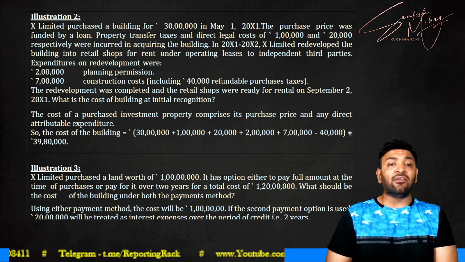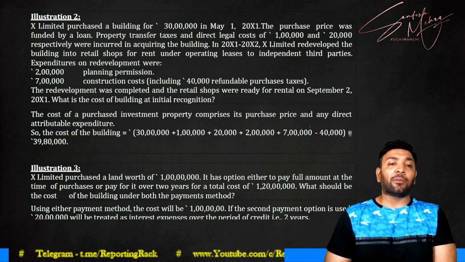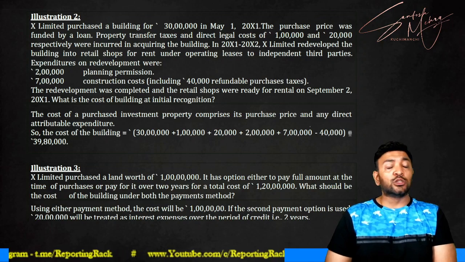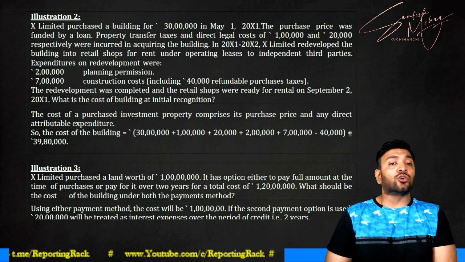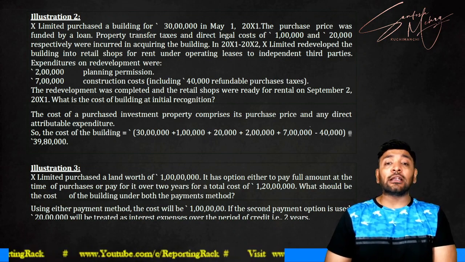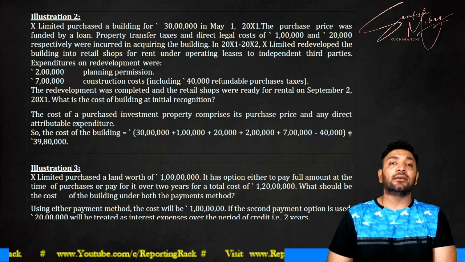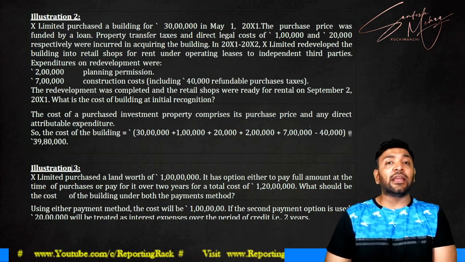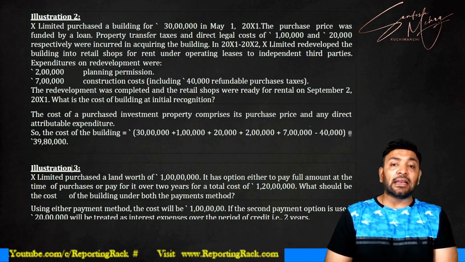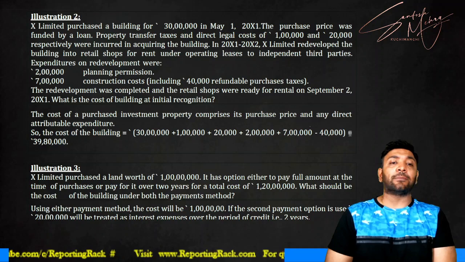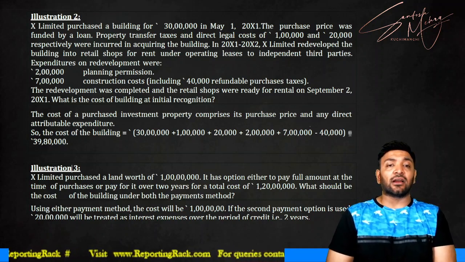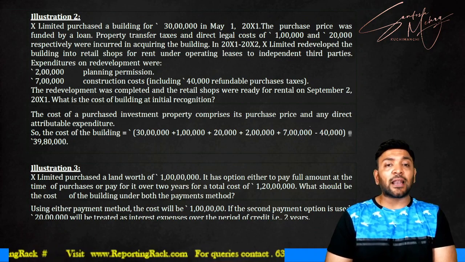The cost of redevelopment incurred were 2 lakh for planning permission. Without the permission of the local municipality, you cannot really go on. So 2 lakhs is necessary cost. 7 lakhs for the construction, including 40,000 rupees which are refundable taxes. Guys, refundable taxes should not be included into the cost of the asset. The redevelopment is completed and the retail shops are ready for rental from 2nd September 2021. What is the cost of building at initial recognition? What is the cost eligible to be capitalized?